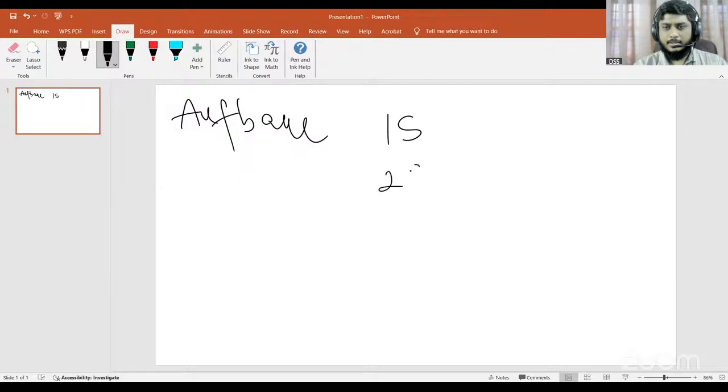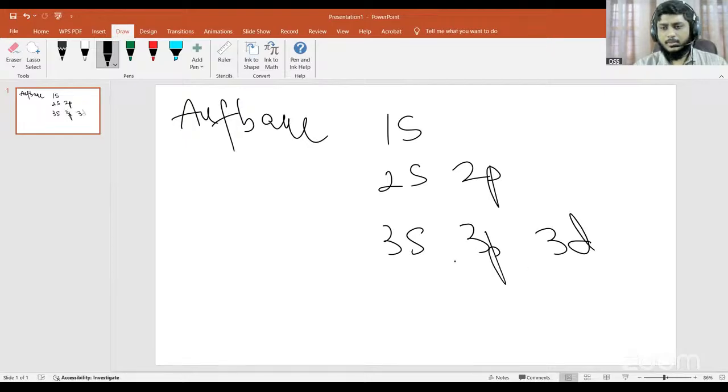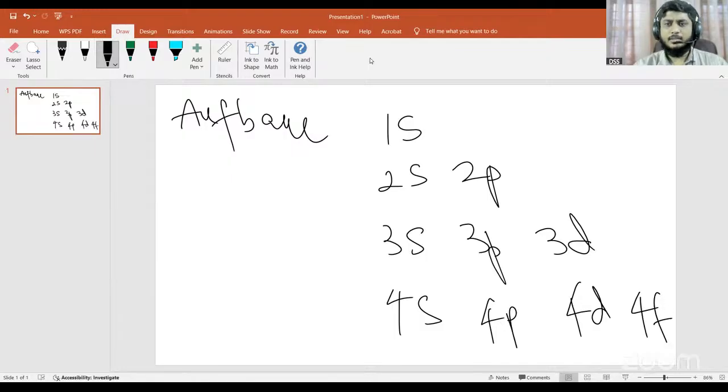He said 1s. Again, in the second energy level you have two subshells, 2s and 2p. In the third energy level you have three subshells, 3s, 3p, 3d. In the fourth energy level, it is 4s, 4p, 4d, and 4f. In our syllabus, we are only subjected to speak up to the 5f sub energy level.